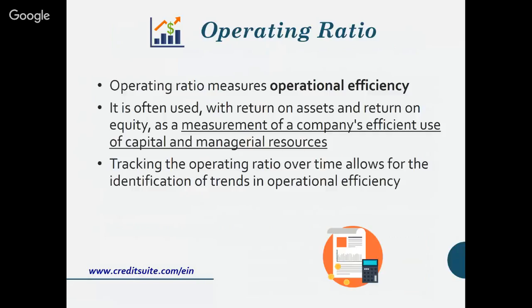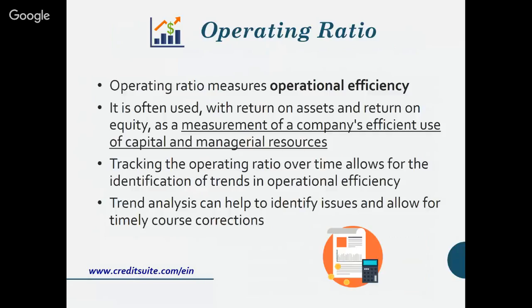And tracking the operating ratio over time allows for the identification of trends in operational efficiency. And that's what you're looking for. When you look at this over time, you're basically getting an idea of the trends in your efficiency. And that will help you determine whether you should become more efficient. So trend analysis can help to identify issues and allow for timely course corrections when you monitor this on trends. And this is what's nice about P&Ls. P&Ls won't just give you a snapshot of where you are in time. They give you trending data that's taking place over many quarters or many years.